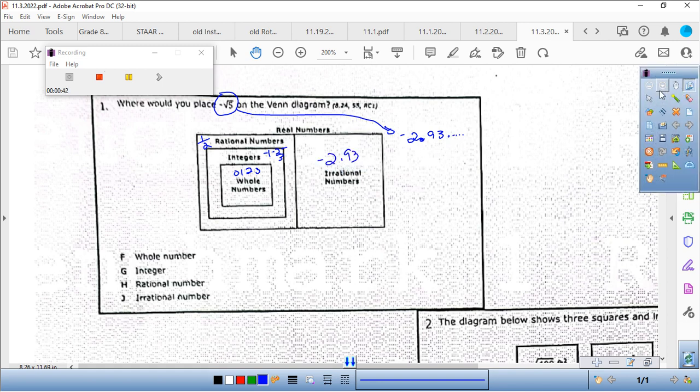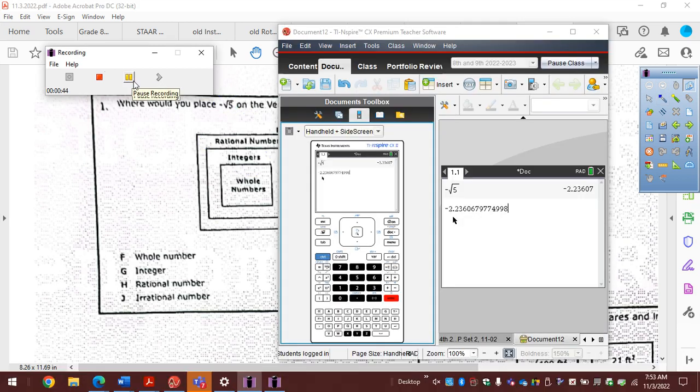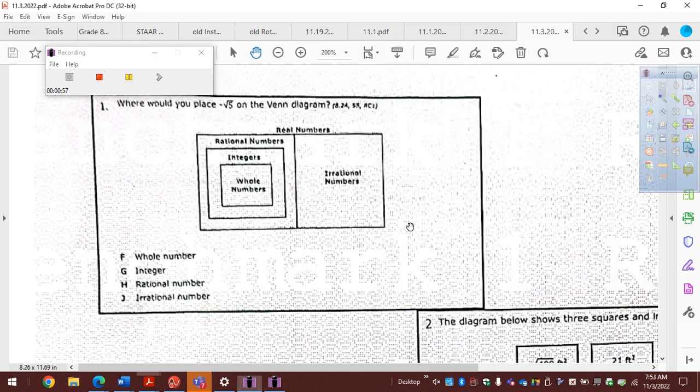And the way I did that was on the calculator. So let me show you the calculator. Here I have negative 2.23, and it has no pattern. I just highlighted it, entered, and it showed me that it keeps on going, and it does not have a pattern. So it goes to irrational. That's crazy. Remember that.